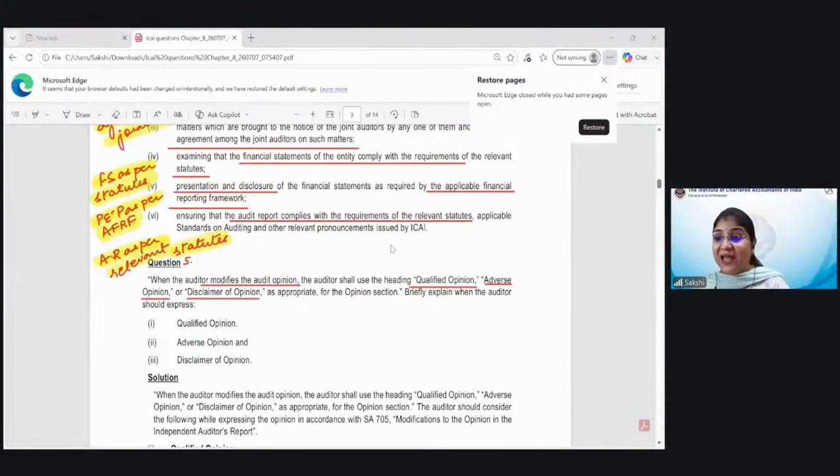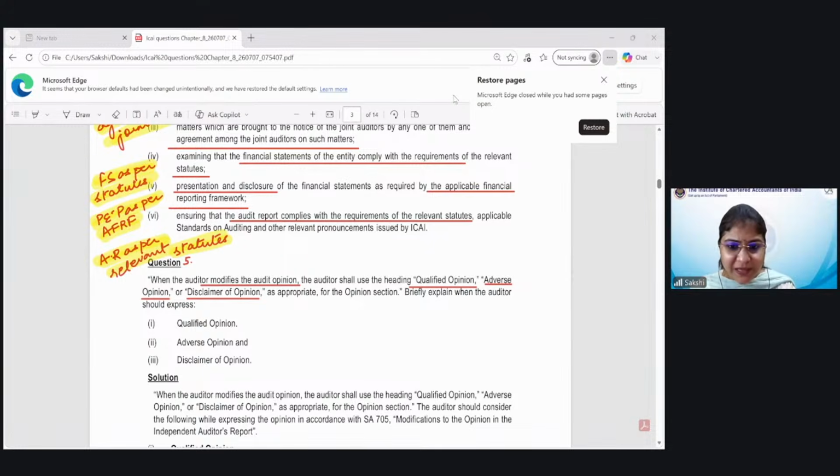Okay, then audit report should be as per the relevant statute. That is, whatever the law demands, whatever the statute demands, the audit report should be as per the statute. So ensuring that the audit report complies with the requirements of the relevant statute, applicable standards on auditing and other relevant pronouncements issued by the ICAI. For example, some guidance notes issued by the ICAI, whether it is followed or not. Okay.